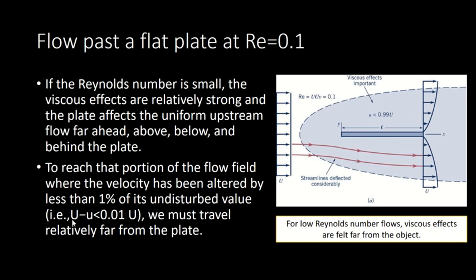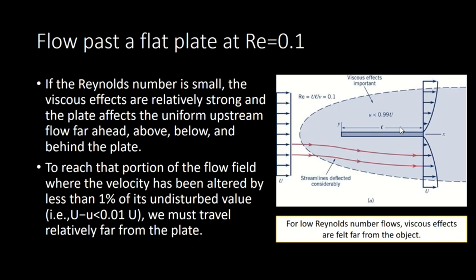Okay, if for example the u is the incoming velocity, then in this viscous region we must travel relatively far from the plate. So it can be concluded that for low Reynolds number flow, viscous effects are felt far from the object. Okay, so that is for very low Reynolds number. You have to bear in mind that the viscous force is very dominant compared to the inertial force.